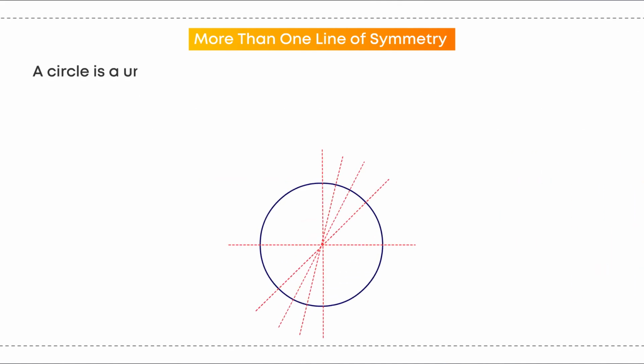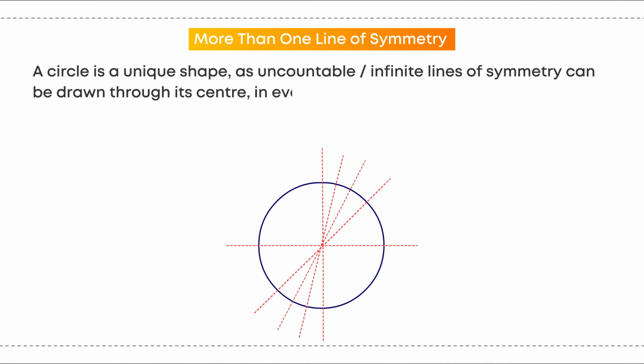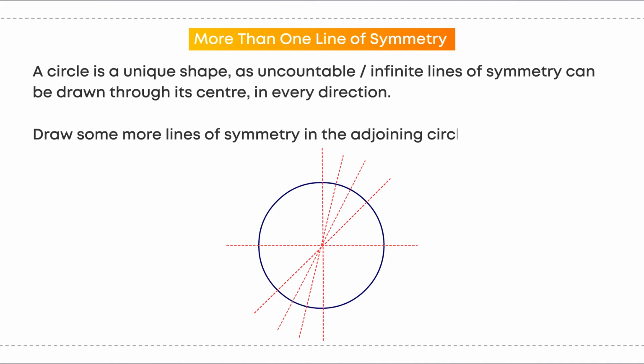A circle is a unique shape, as uncountable infinite lines of symmetry can be drawn through its center in every direction. Draw some more lines of symmetry in the adjoining circle.